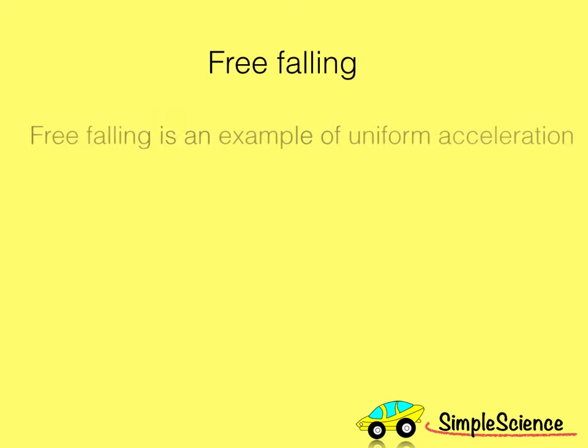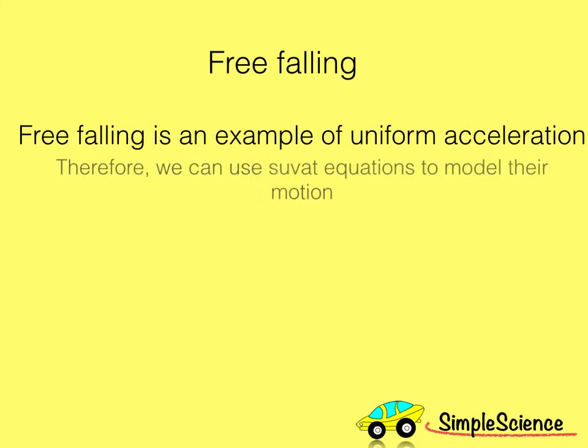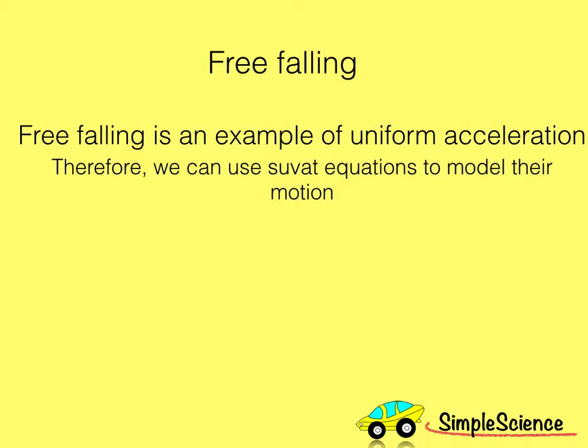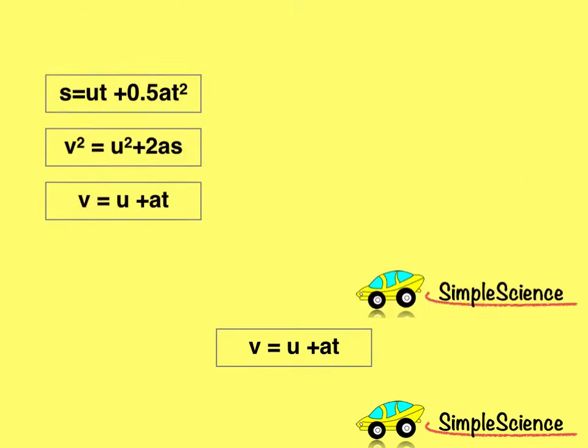And since weight is the only force acting on the object in its path, its acceleration would be constant. So we can assume that it is an example of uniform acceleration. And as we have described in the previous video, as it is a uniform acceleration, we can use Suvat equations to model their motion. So I'm going to remind you of the three Suvat equations I want you to remember. There are more, of course, but these are the principal ones that you can derive the other ones from.